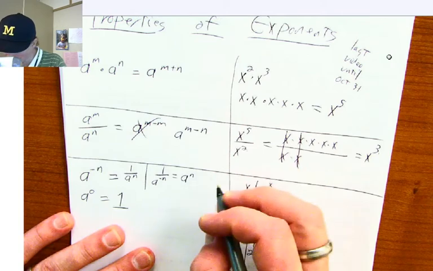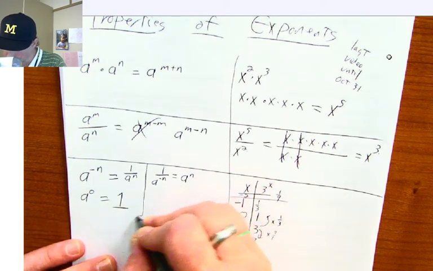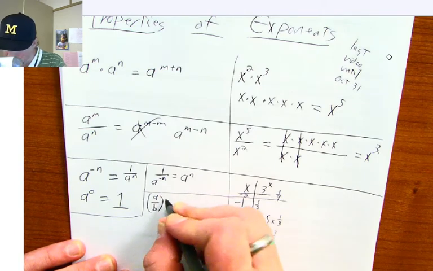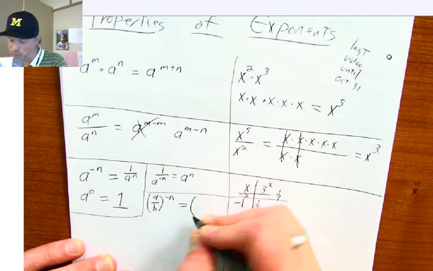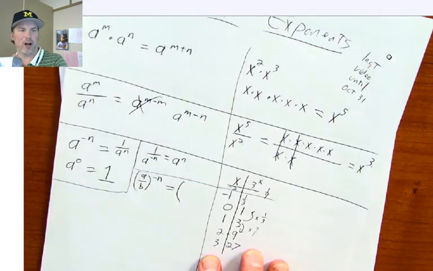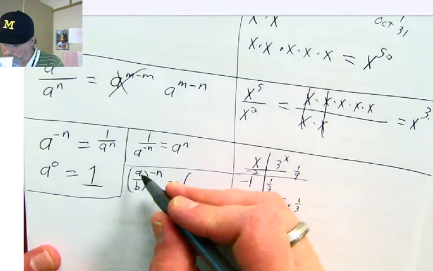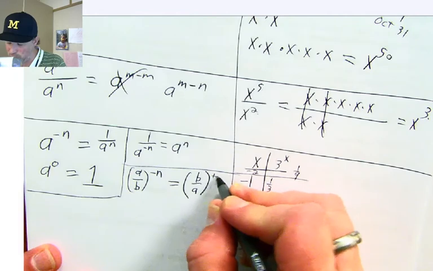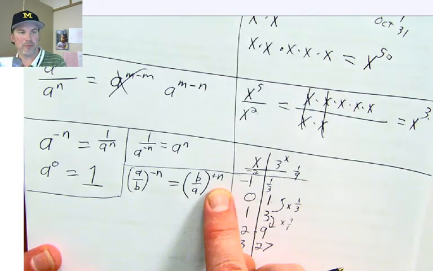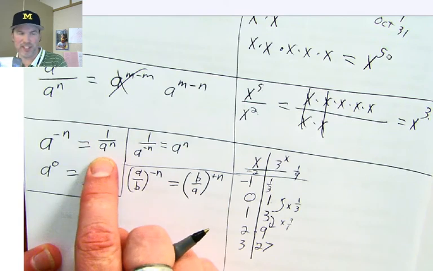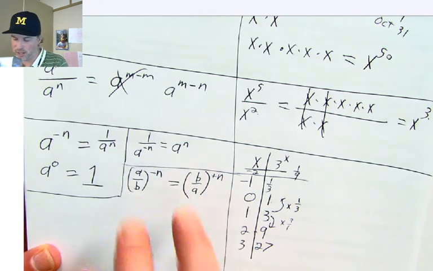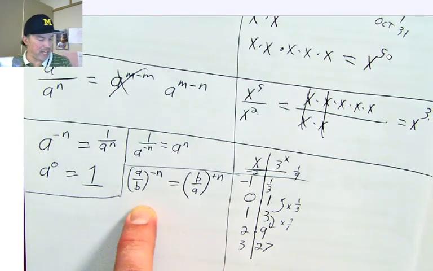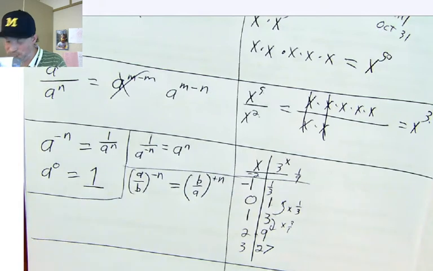Or another way of looking at it, same idea, let's say that I had a over b to the negative n. I can essentially reciprocate what's on the inside here, which gives me b over a, and because I reciprocated the b over a, it now comes to the positive n. So when you think about this, this is the reciprocal, this is the reciprocal, it's all reciprocal stuff. So that's objective 2b, simplifying negative and 0 exponents.